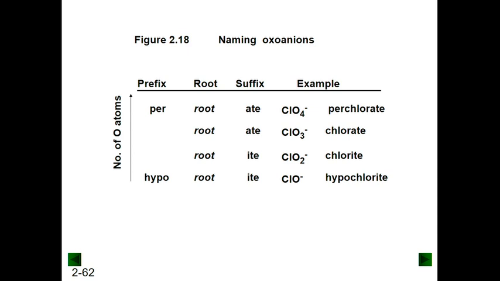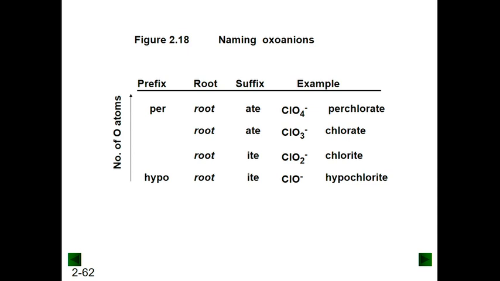Let me go for the second one. ClO2 -1. In this case, X will be the oxidation number of chlorine minus 2 times -2, because we have 2 oxygens, and each oxygen is working with -2, and that is equal to -1. So X will be +3. So in this case, we call it chlorite, because it corresponds to the second oxidation number, the smallest.